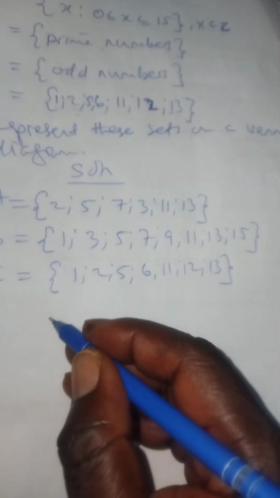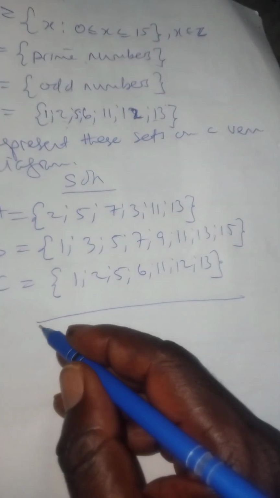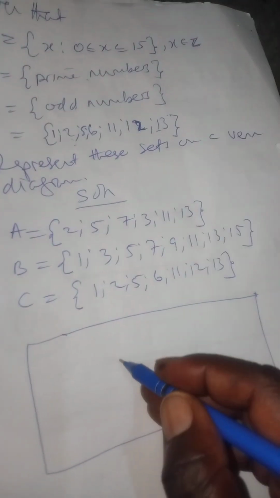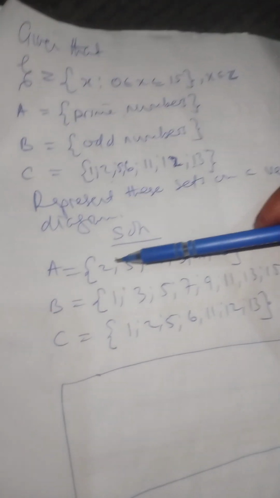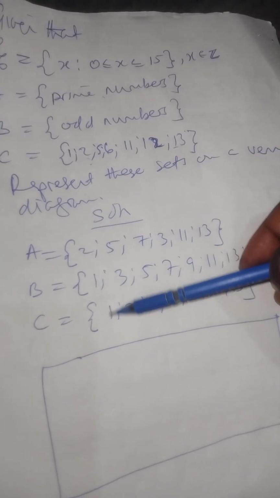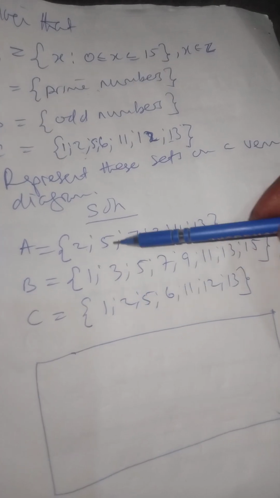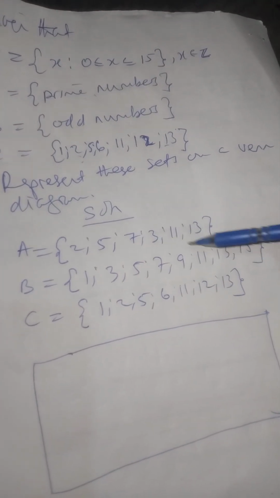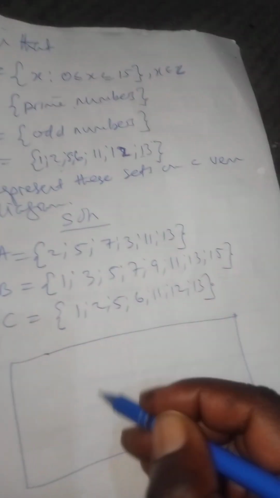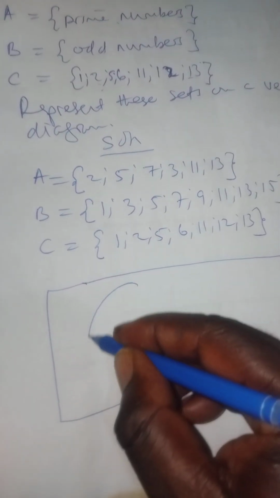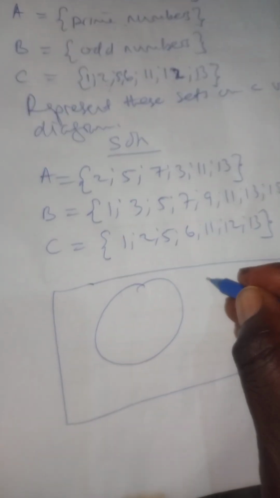We now draw a Venn diagram. First of all, we draw the mother set, the universal set, like this. Then check, are there elements which are found in the 3 sets? 2 in the 3 sets, 5, 5, 5. And then we have 11, 11, 11. It means the 3 sets intersect somewhere. So we make sure that the 3 sets all intersect.